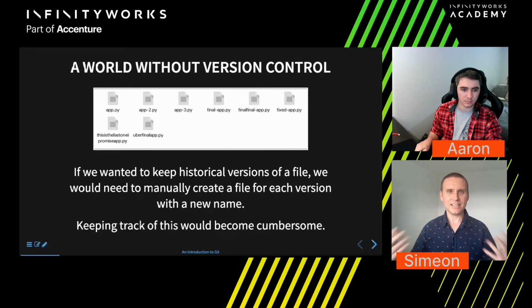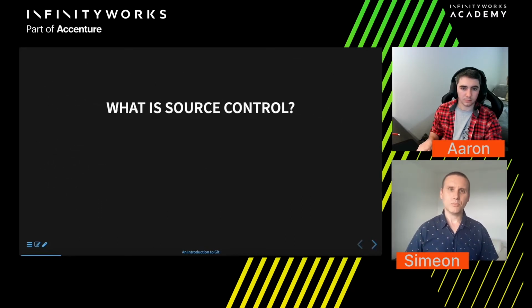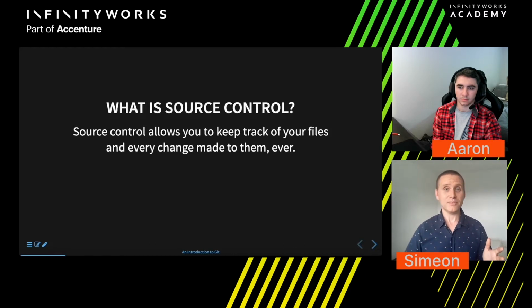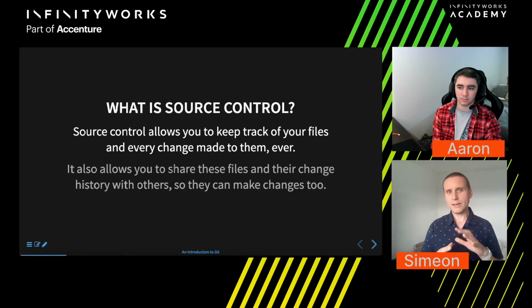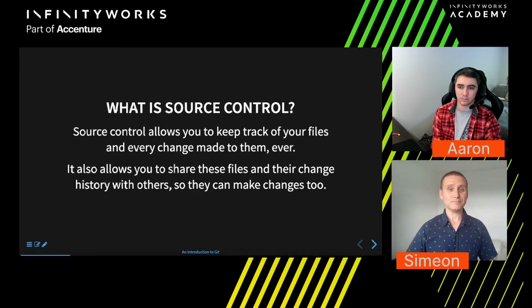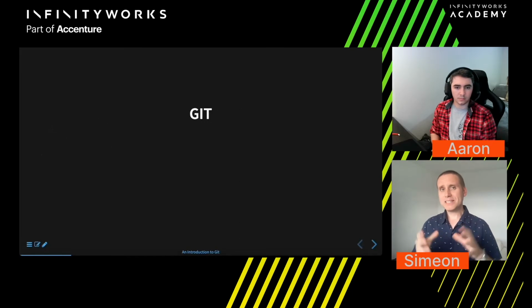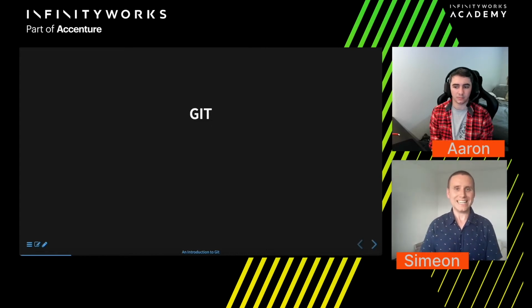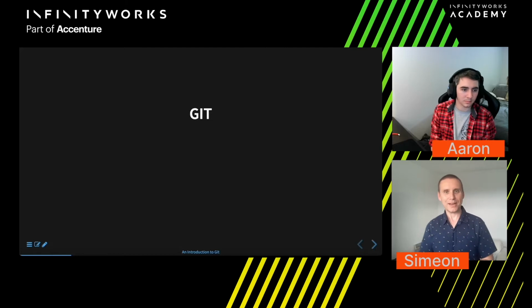And this is where the idea of source control comes in. So, what is that? Well, it's a method that allows us to keep track of our files and keep track of the changes made in those files, and keep track of them forever, hopefully. It also allows us to share these files and share the change history of these files with other people we're developing with, and it also allows them to make changes to the code as well. So what we're specifically going to be talking about with regards to source control is a bit of software called Git. And Aaron's going to tell us a bit about that.